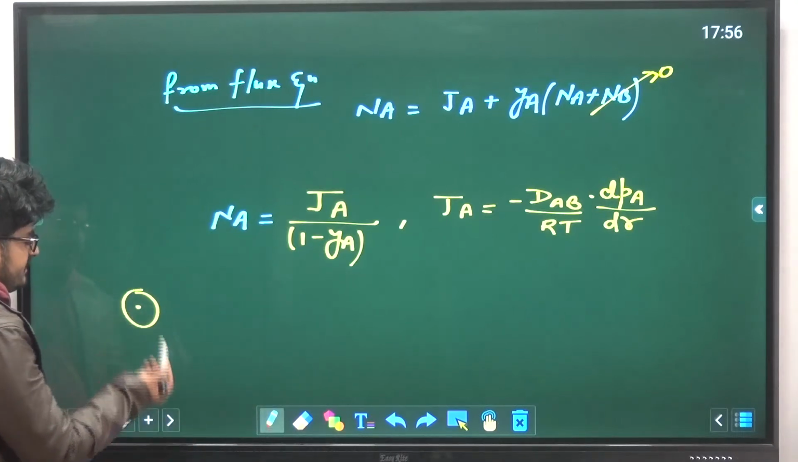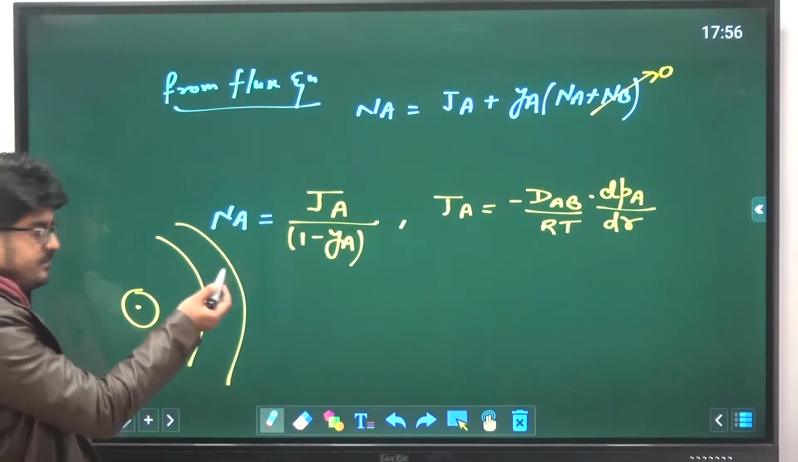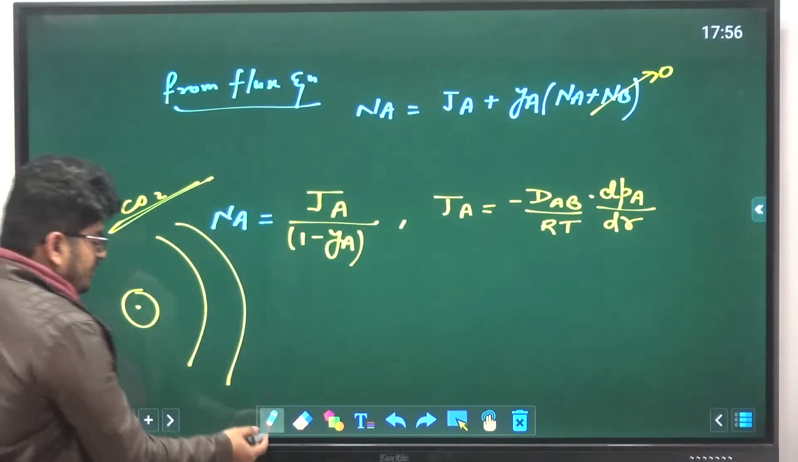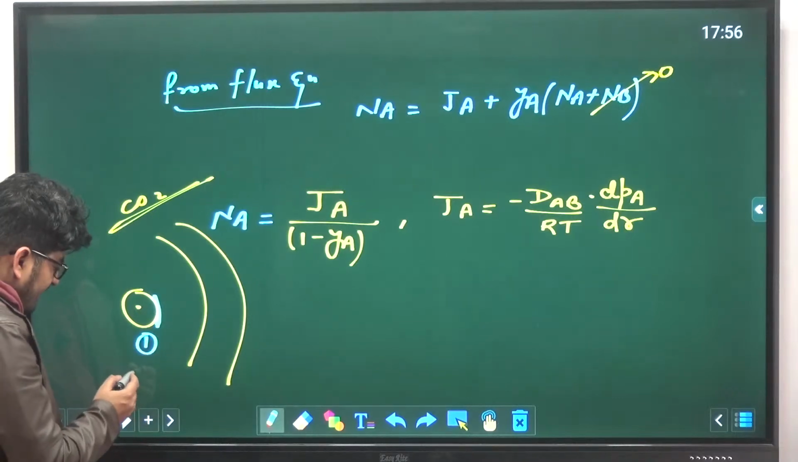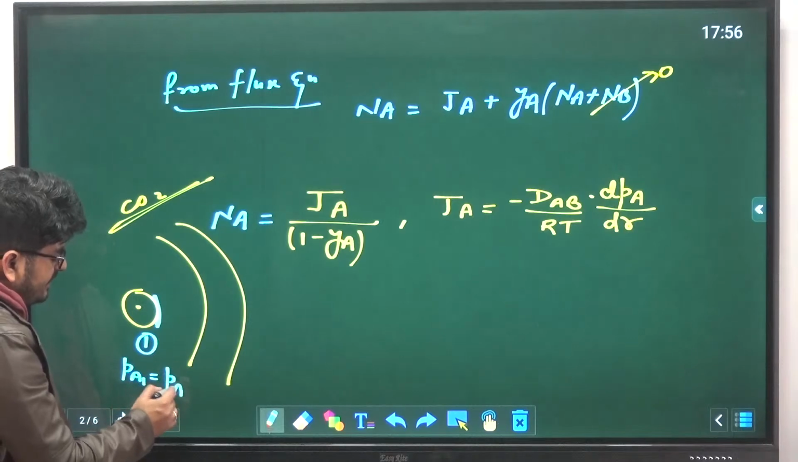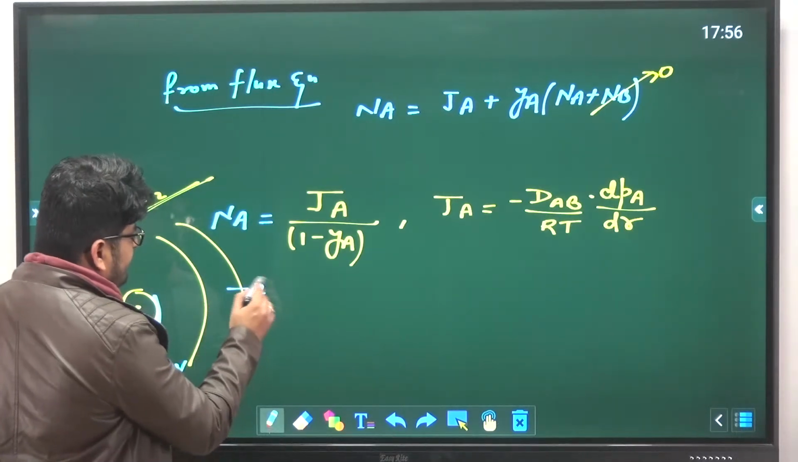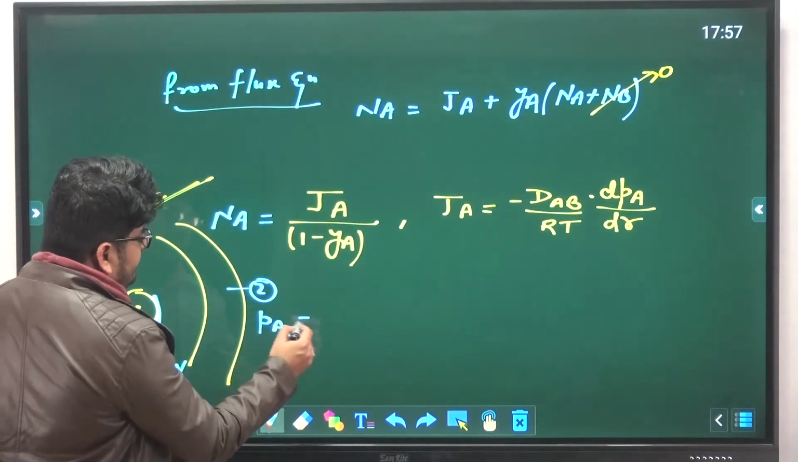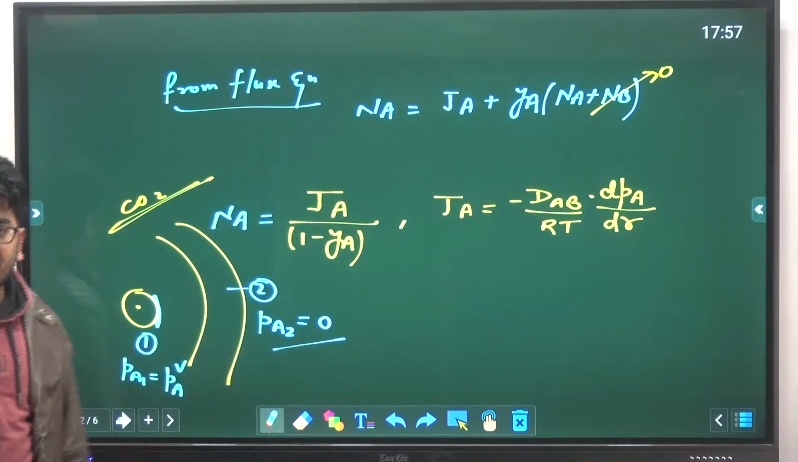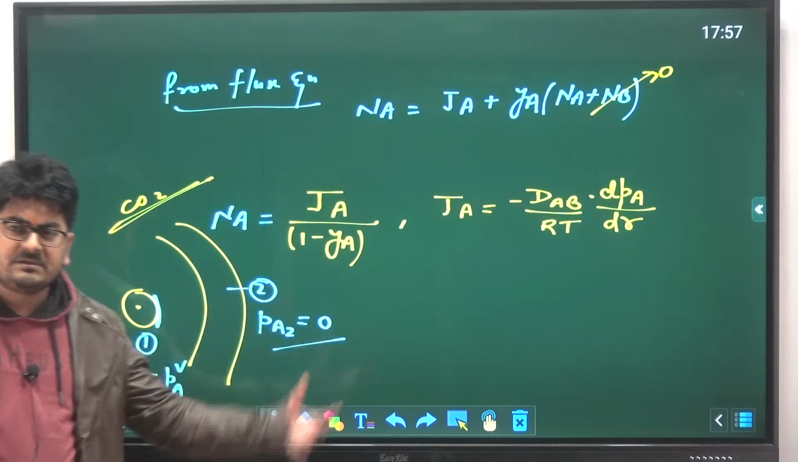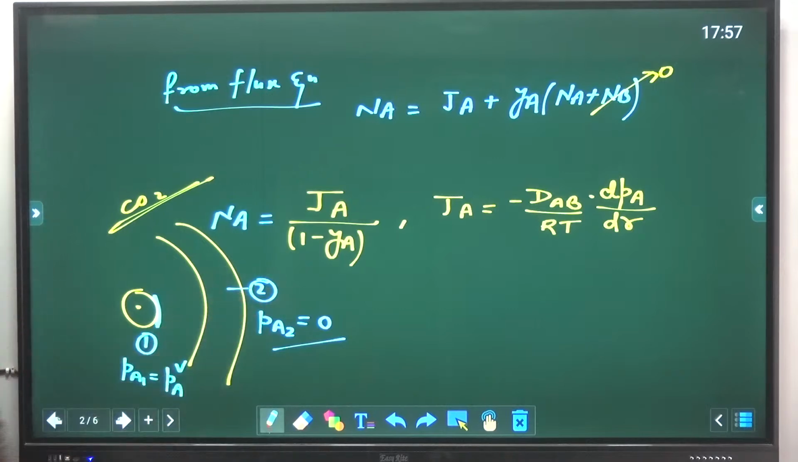Suppose this is the particle, burning and going into the atmosphere surrounded by a large bulk of CO2. Just at the surface of the particle, this is section 1, the partial pressure will be the same as its vapor pressure, and in the bulk, that is section 2, the partial pressure of the particle will be 0 because no particle will be present there in a significant amount. So we can consider the partial pressure to be 0. Now you can put these values in the equation and solve it. You will get your answer. That's not a big deal. You can do it easily by yourself. You can see the solution, the steps, calculations, all that stuff.